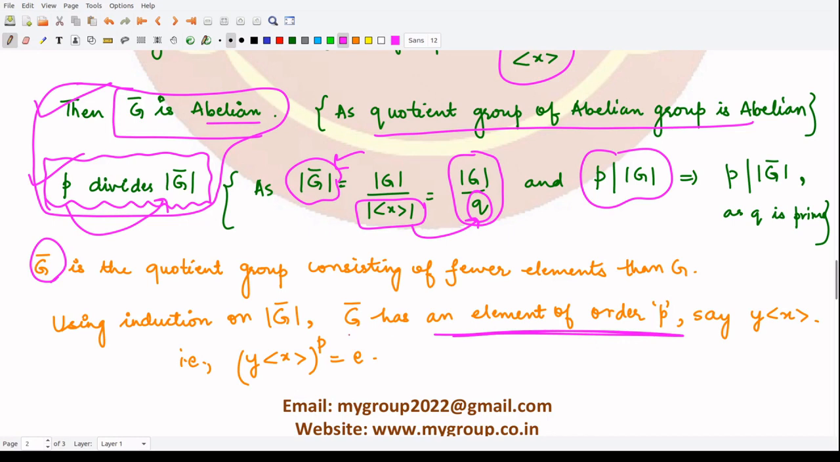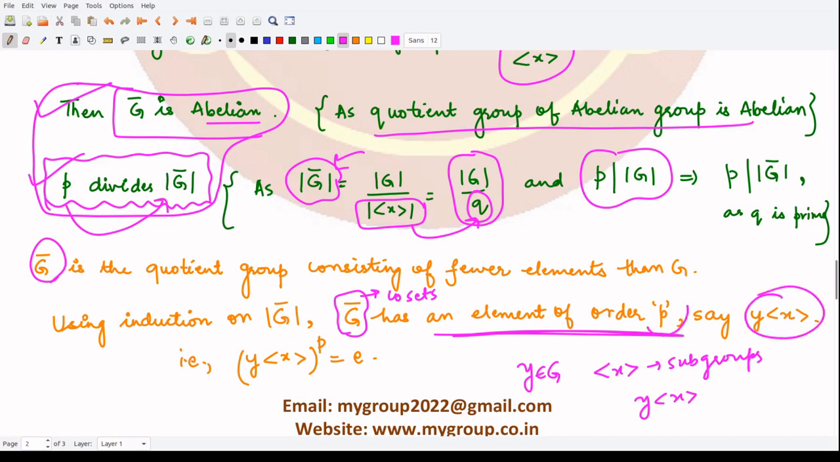Now what form do the elements of G bar take? How do they look? They are cosets, right? So for defining cosets, we take some element y from G, and because we use this subgroup to generate the quotient group, the elements would look like y times the subgroup, correct? So if this is the element having order P, by the definition of order, you can write (y times the subgroup generated by x) raised to power P is equal to E, right?